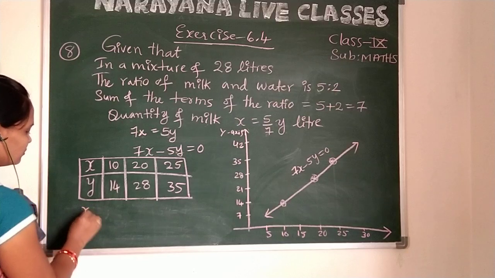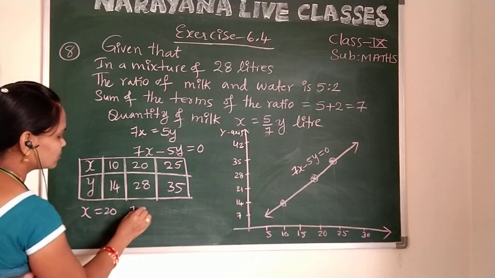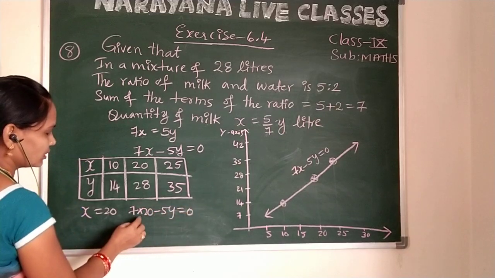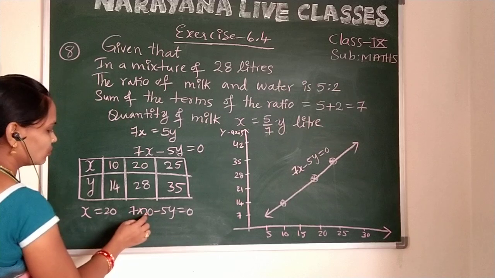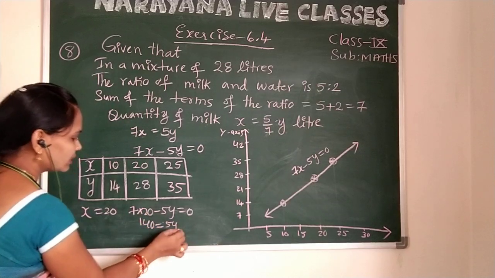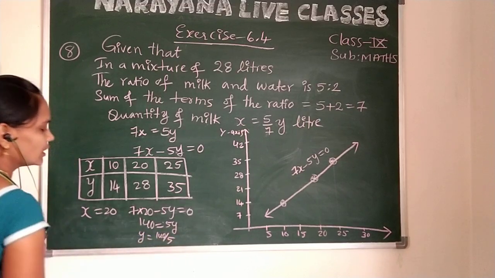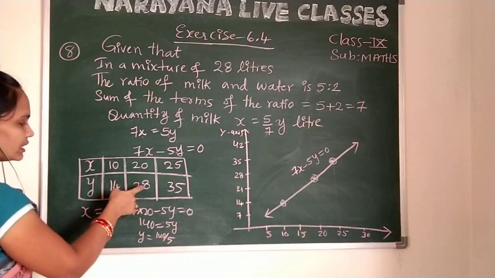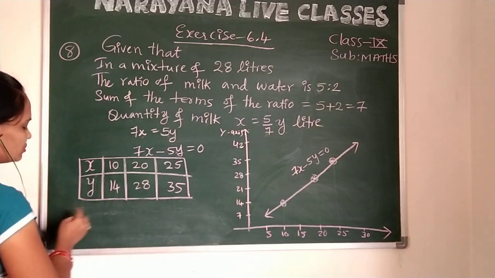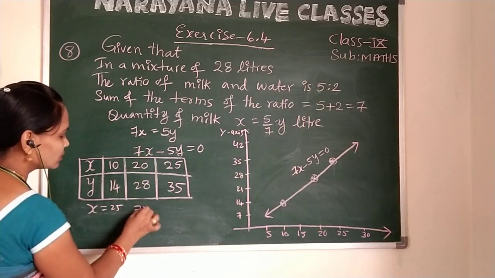Now x is equal to 20. In a similar way, take x equal to 20 and substitute to get the corresponding y value. 7 times 20 means 140 is equal to 5y. Directly I am writing, so y is equal to 140 by 5. After dividing you will get 28. The y value is 28.